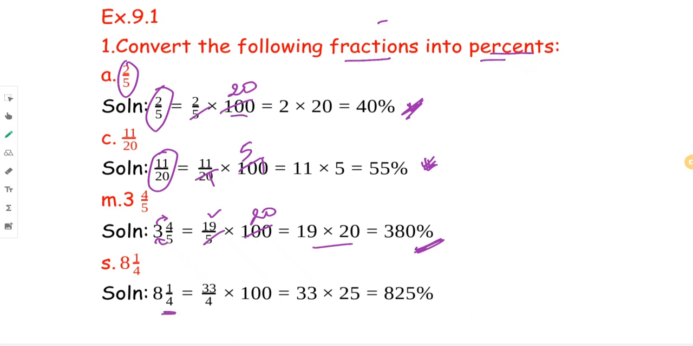Once again here, 8 1 by 4, right? So 4 8s are 32, 32 plus 1, 33 by 4, right? Then here 4 ones are 4, 4 2s are 8, 9, 10, 4 5s are 20. Then when you multiply 33 into 25, you're going to get 825%.